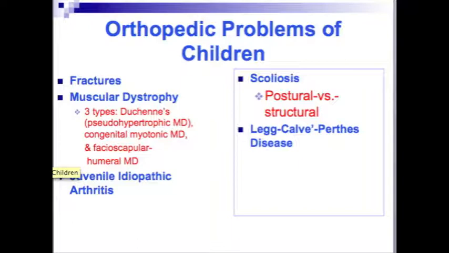Next, we have juvenile idiopathic arthritis. We may see scoliosis, which can be postural versus structural, and I'll talk about that a little more. And then Legg-Calvé-Perthes disease.